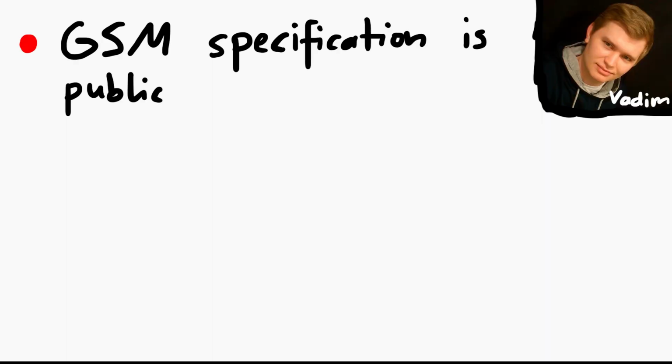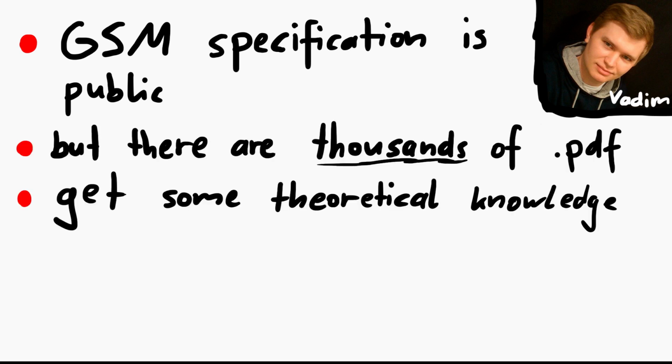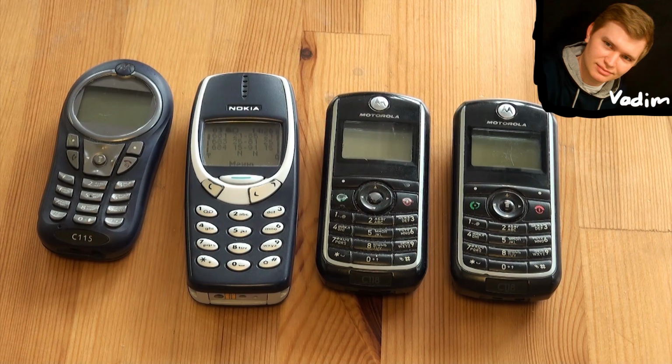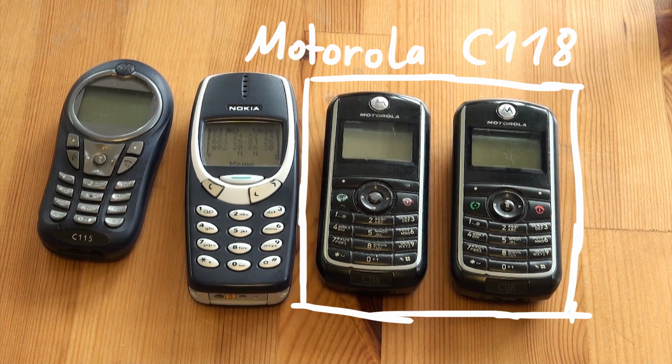The specifications of GSM are available in public access for a long time, so one can easily find thousands of PDF documents and get some theoretical knowledge of, for example, how a single frame from the upper layers turns into modulated signal at the physical layer. The problem is that the specifications themselves can only give you theoretical knowledge, but not the practical experience. Fortunately, experimenting with such ancient phones, one can easily get hands dirty with practice. And so this Motorola phone really helps to get some practical experience.